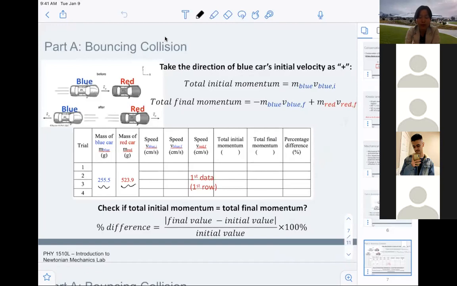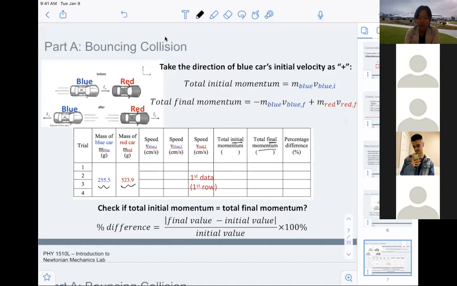3. 3, very good. Initial, only one velocity because one of the cars is at rest. And finally, there are 2 velocities, so you need one sensor on each side. So you're going to measure 3 velocities total. Then you will calculate the total initial momentum of the 2 cars and the total final momentum of the 2 cars. This is very similar to the pre-lab. You should be able to do this.